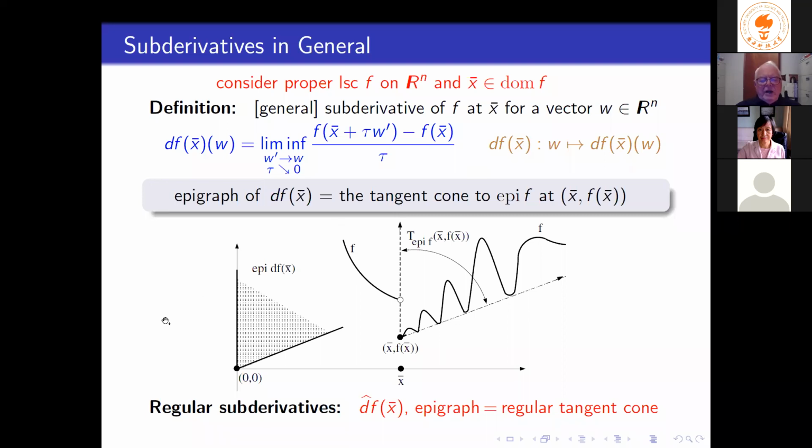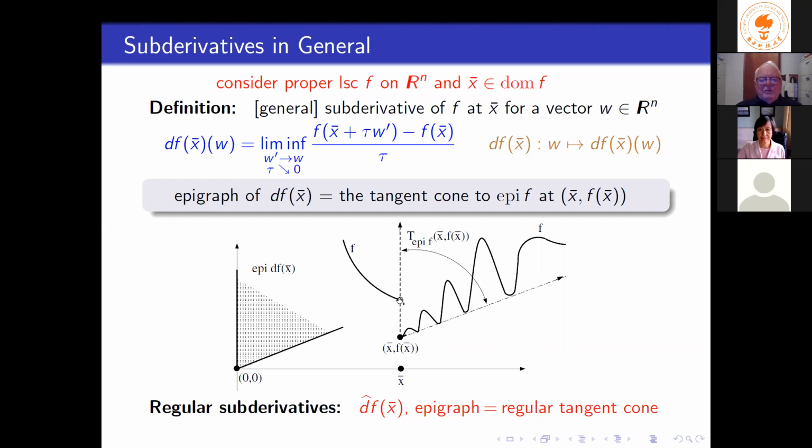But then there's also the regular one, where I look instead at the regular tangent cone. And in this case, I drew here a function. It's supposed to be here. It's hard to draw, of course. Infinitely many little bumps going in here, kind of examples we see here.